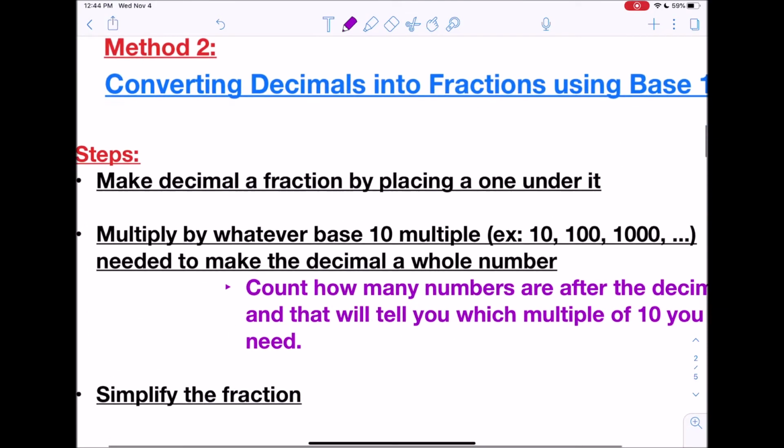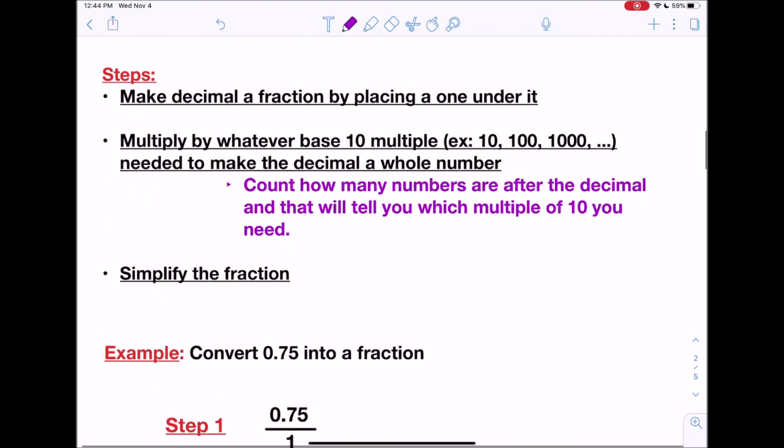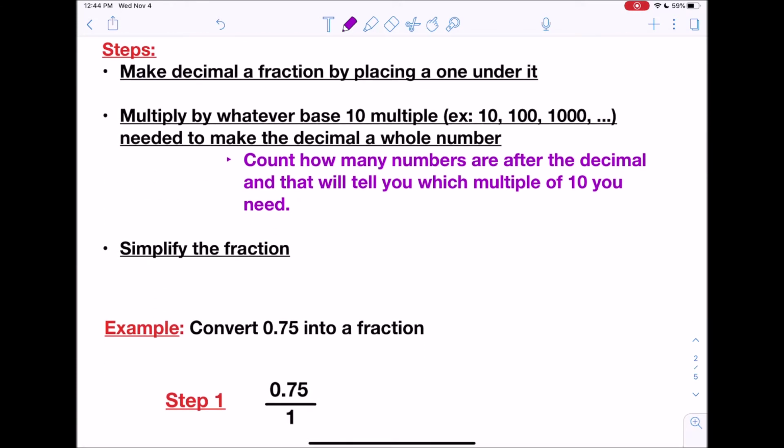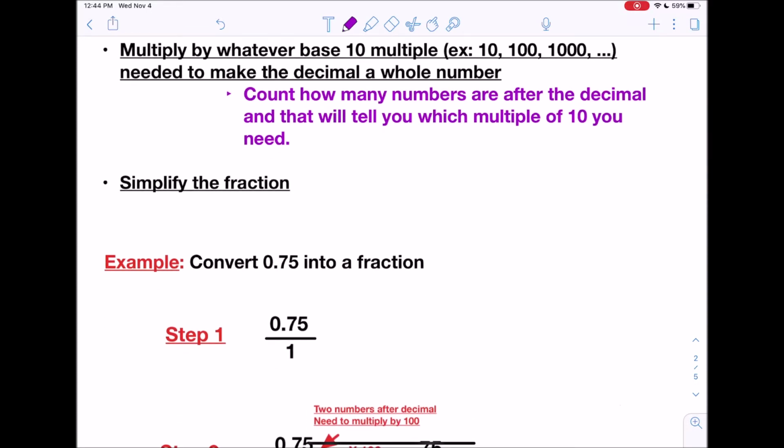So, method 2, converting decimals into fractions using base 10. The steps are, make the decimal a fraction by placing a 1 under it. Then you're going to multiply by whatever base 10 multiple, 10, 100, 1,000, etc., is needed to make the decimal a whole number. Another trick that's even faster is to count how many numbers are after the decimal, and that will tell you which multiple of 10 you need. And then last but not least, of course, simplify your fraction.